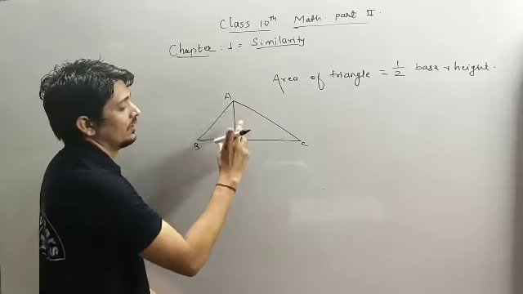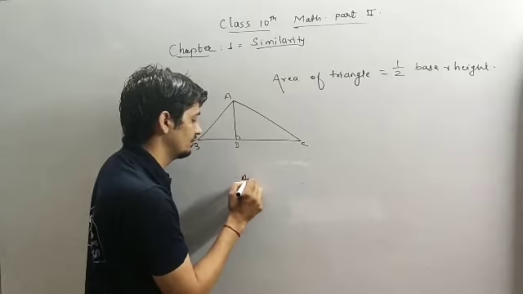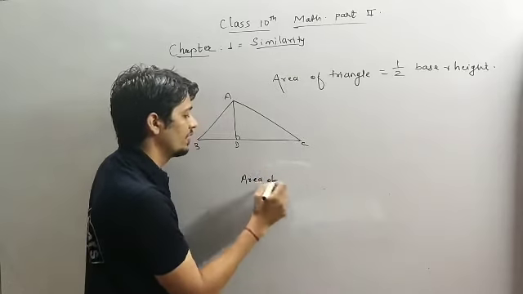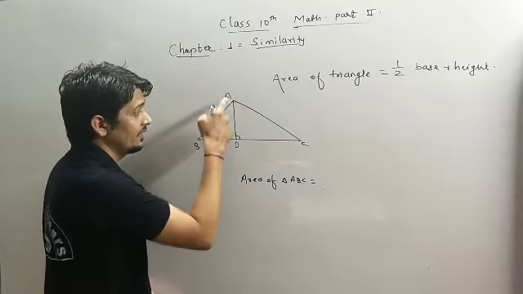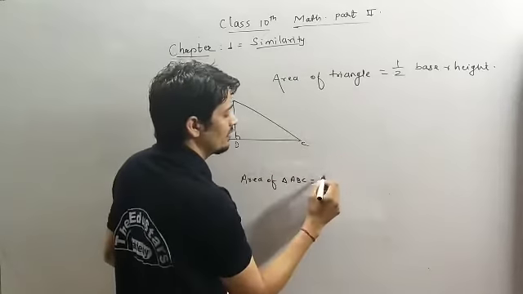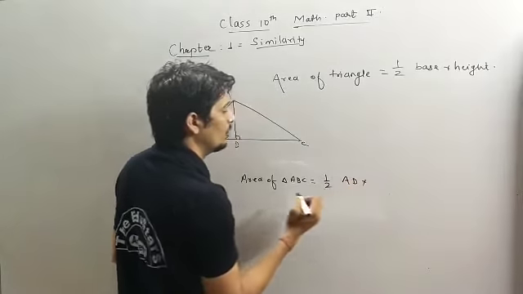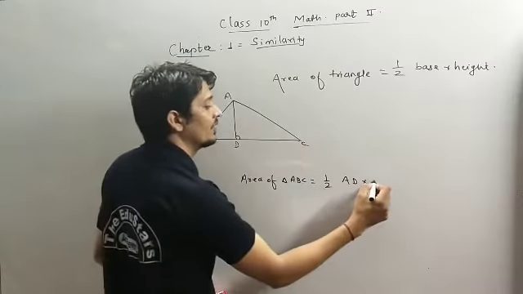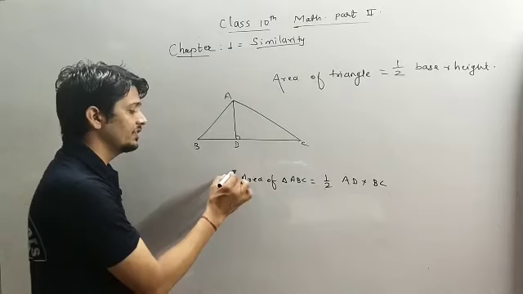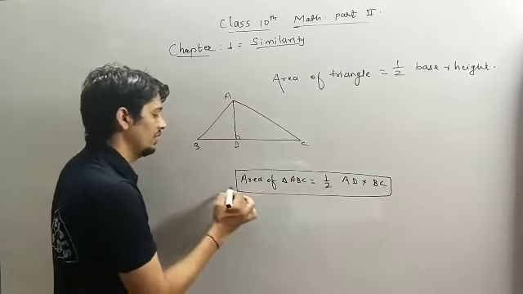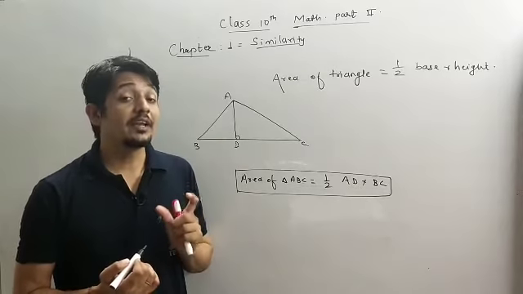So for this triangle the area of the given triangle ABC equals, what is the height? It is AD. So the formula is 1 by 2, height is AD into base BC. So this is the area formula for the given triangle. Now we will identify the ratio of the area of two triangles.